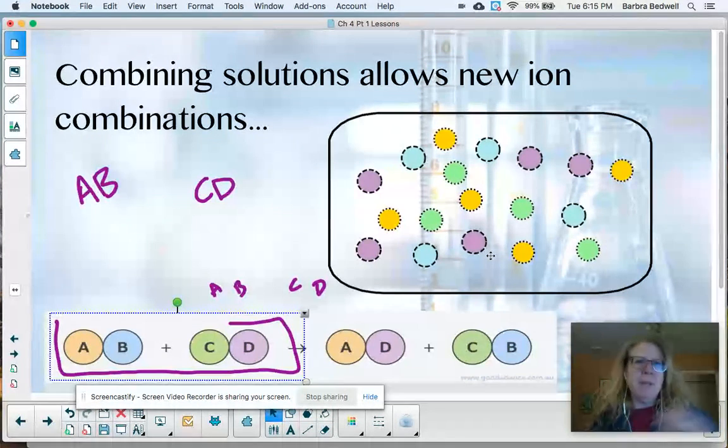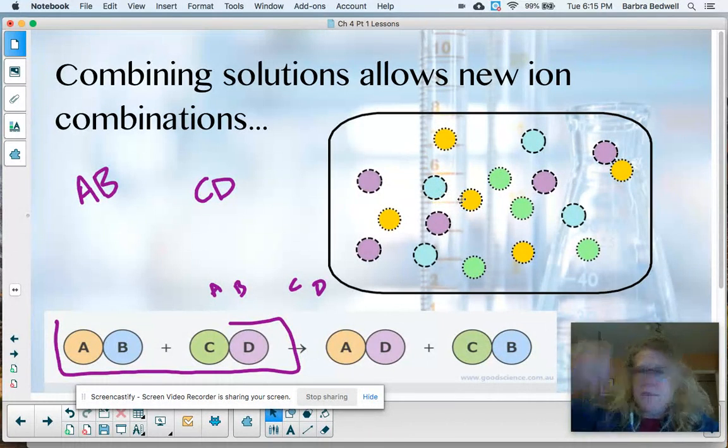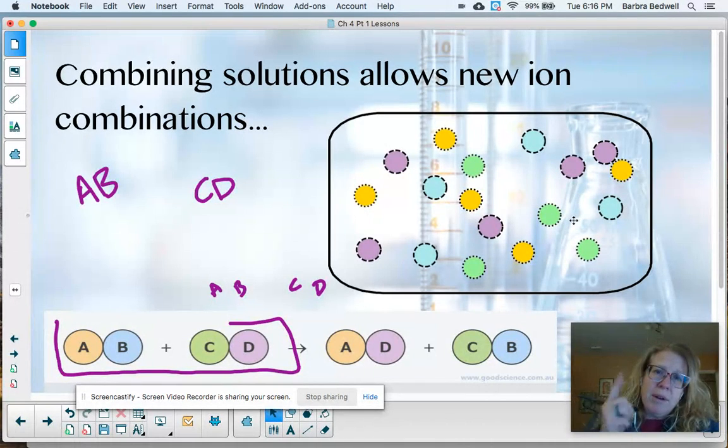Well, so now what? These ions are going to start bouncing around. They're not going to stay in one spot. These things are moving all the time as they shift around through this solution. If you mix it, all kinds of things happen. They keep bouncing into one another and meeting each other, so to speak. What happens is the potential for new ion combinations.